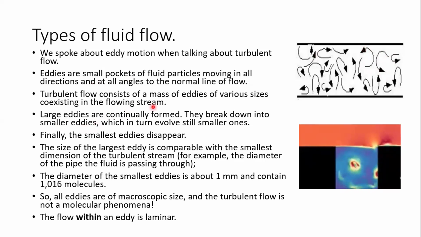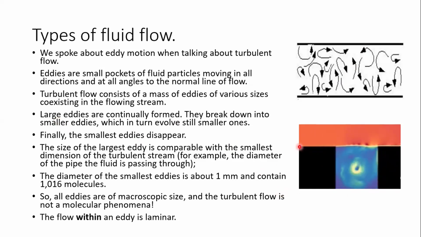Now, turbulent flow consists of a mass of eddies of various sizes coexisting in the flow stream. So when we have turbulent flow, we can have different sizes of eddies. We can have maybe one pocket of fluid here, which is larger than another. The thing about eddies is that usually large eddies are formed and then they break down into smaller eddies, which will further break down into even smaller ones, until the point where the smallest eddies disappear. Is that okay? So if we look at the animation down here, I'll wait for it to start again and then we'll see what I'm talking about.